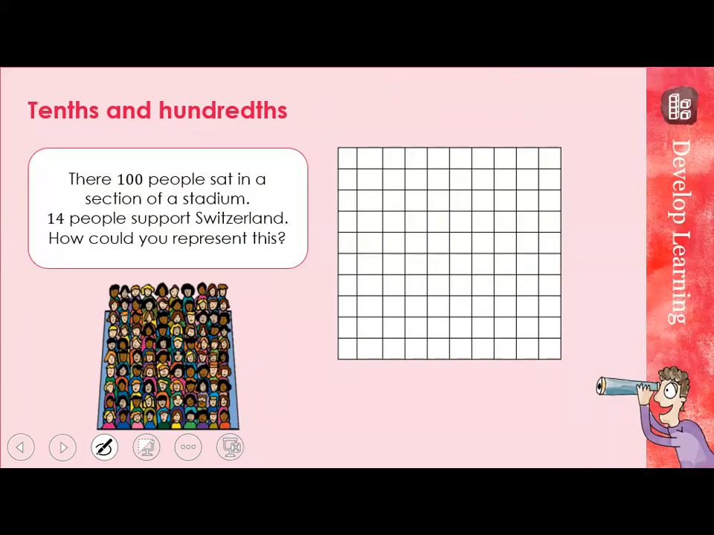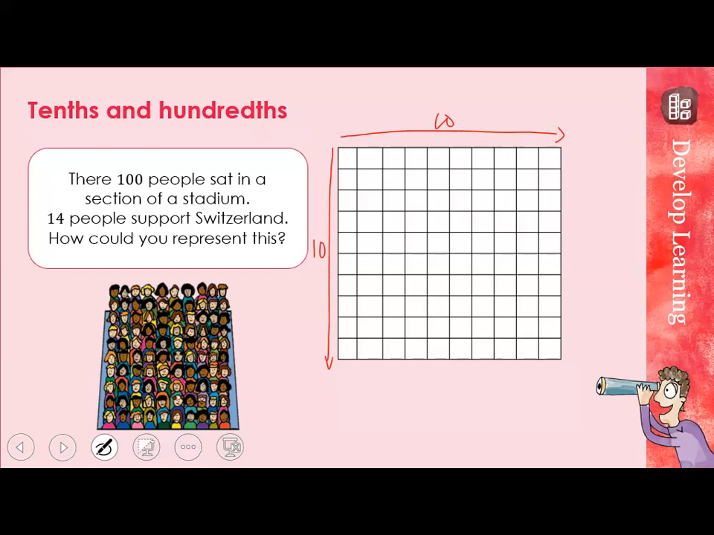Another way, or one way that's really useful for us to think about percentages, is using a 100 square. I know this is a 100 square because there are 10 across and 10 down. So without having to count every single one, I know that there are 100 squares in this 100 square. Let's have a look at this problem.